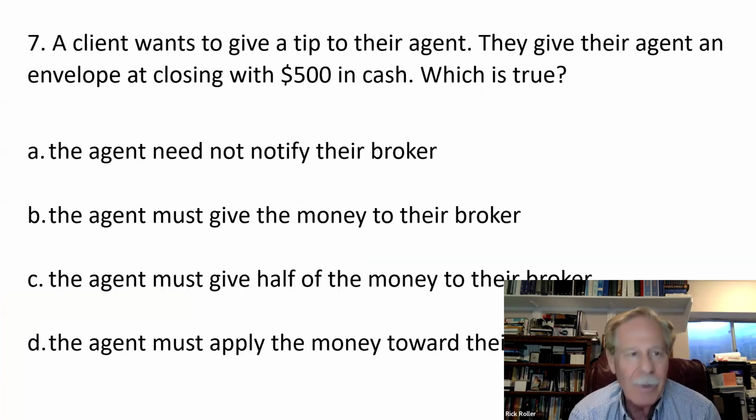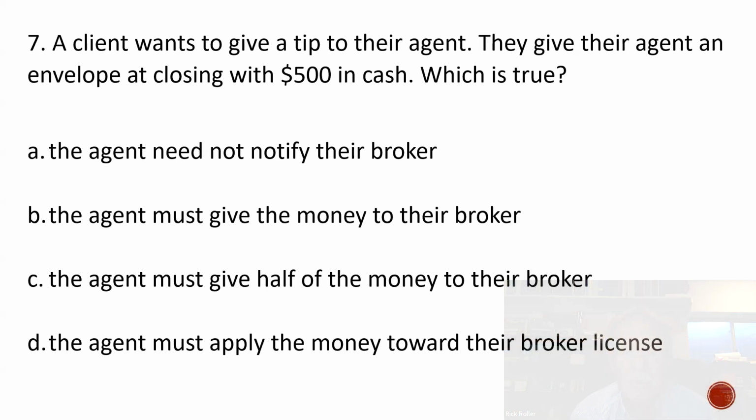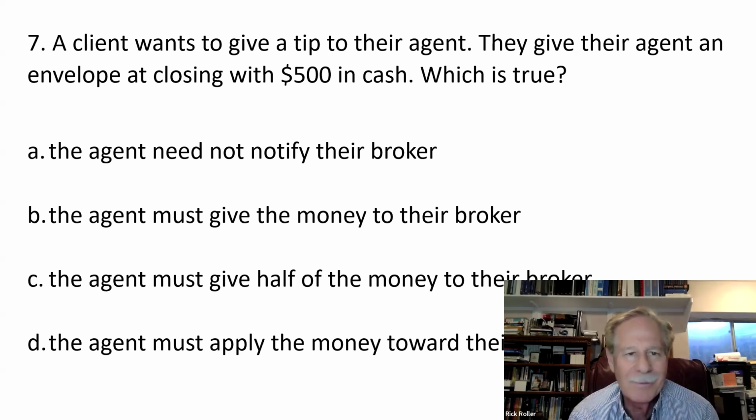Number 7, here we go. Client wants to give a tip, wow, to their agent. And so they just hand them an envelope that has 500 Benjamin Franklins in it, which is true. The agent need not notify their broker. The agent must give the money to their broker. The agent must give half the money to their broker. The agent must apply the money towards their broker's license. Don't forget D. It'd be nice to have some money to apply to your broker's license, but that's not a requirement of this 500. The agent need not notify their broker. You always let the broker know what's going on, and any compensation.